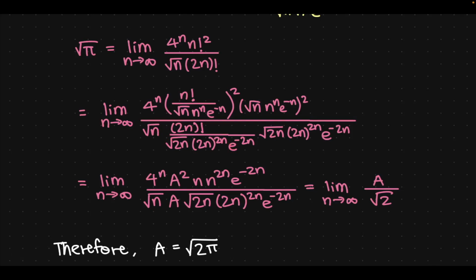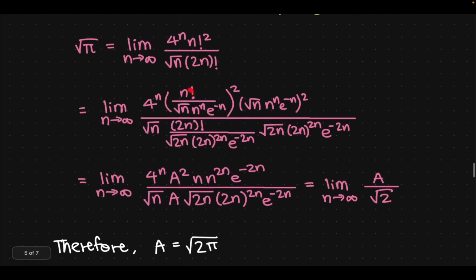Instead of having n, we're having 2n. So it's a similar procedure. So square root 2n, 2n to the 2n, e to the minus 2n is that factor. We don't have a square now, so we can just consider the one power of this: square root 2n, 2n to the 2n, e to the minus 2n.